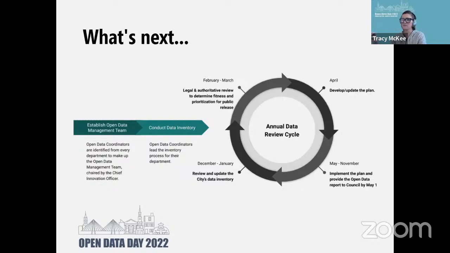So we've categorized our data. And so now we need to look at those P1 data sets and have a legal review. Are they ready to be published? And from that, departments will create what we're calling a data publishing plan. So once they have that plan in place, it's gone through a legal review.